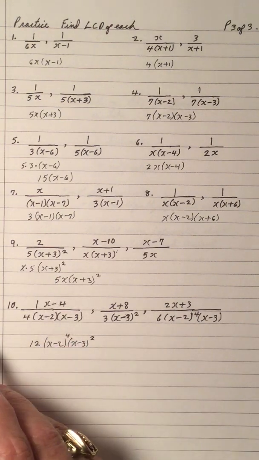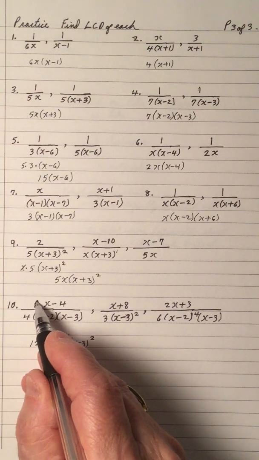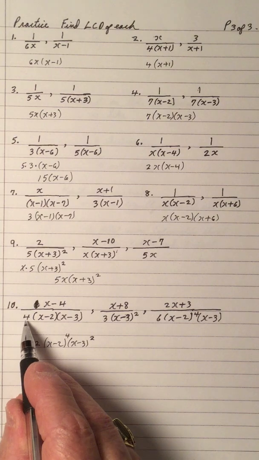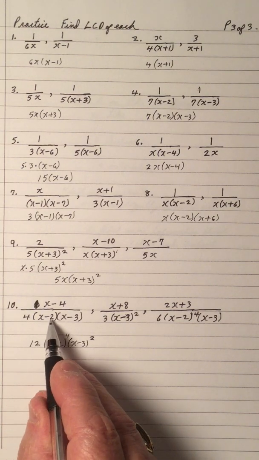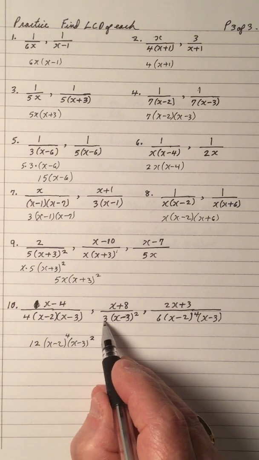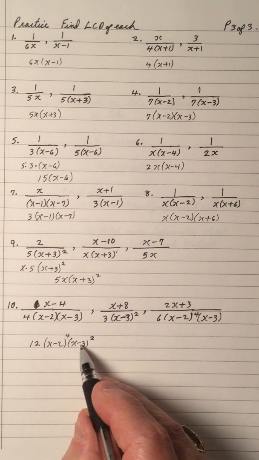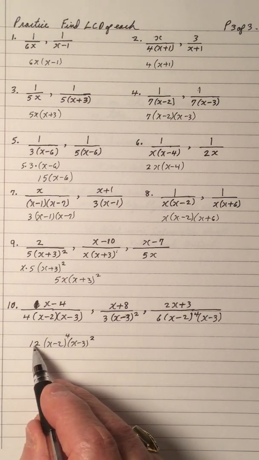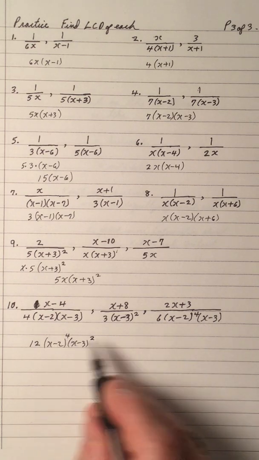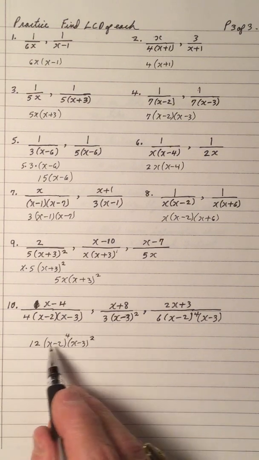And that 1, well, you could take that away there. That's just 1x, so you don't need it. So check. Is the 4 in here? Yes. x minus 2 here? Yes. Is x minus 3? Yes. Is the 3 as a factor? Yes. x minus 3 squared? Yes. Is the 6? Yes, as a factor of 12. x minus 2 to the 4th? Yes. x minus 3? Yes, it is right there. So every denominator is represented here.